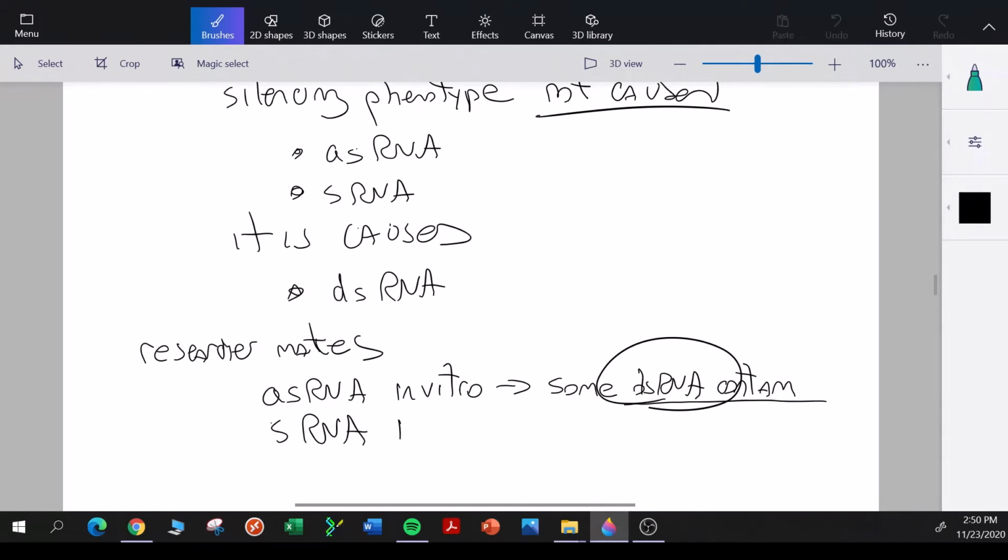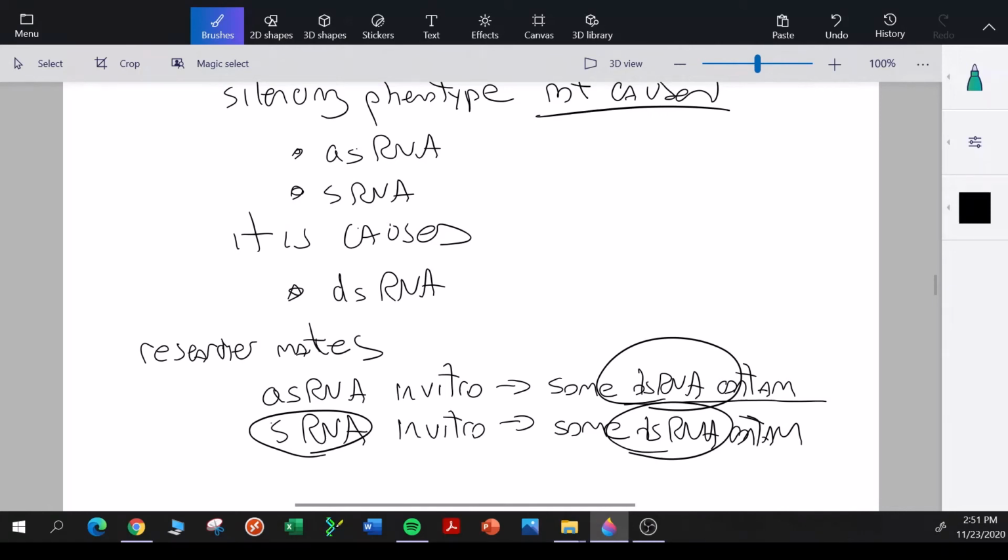So same thing for sense RNA. When sense RNA was made in vitro, there was some double-stranded RNA contamination. And it wasn't the sense RNA that was causing the silencing phenotype. It was the double-stranded RNA. And it must have been especially frustrating because the more careful researchers who took extra precautions to make sure that their antisense RNA was pure, that it didn't contain any contaminant, couldn't get the process to work. So it must have been very frustrating.